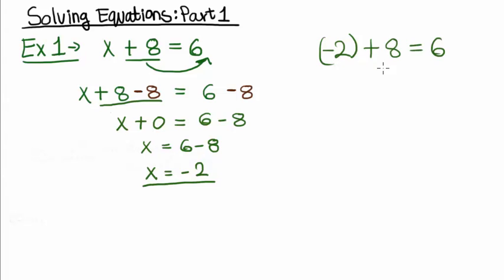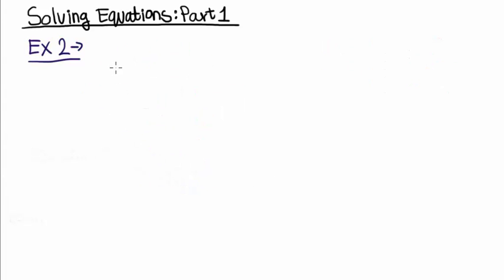So -2 plus 8 is equal to 6. And since 6 is equal to 6, I get a true equation over here, and therefore -2 is a solution, or the answer, of x plus 8 equals 6. Now let's do another example. Let's say you had the equation 7 equals a plus 3. So first you need to get all the variables on one side of the equation, which is already done.